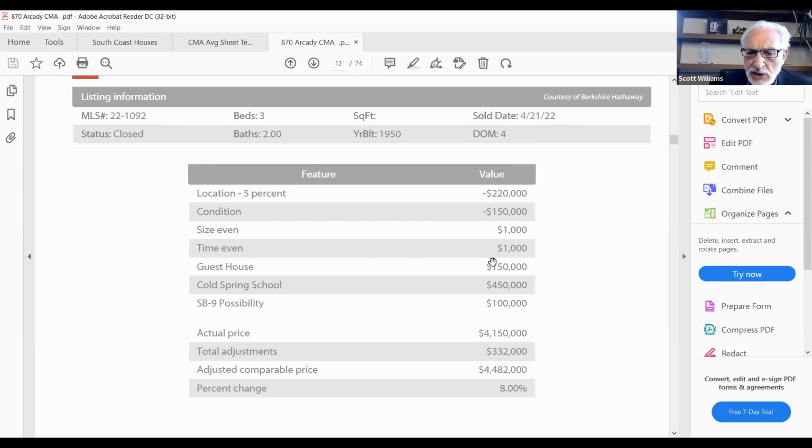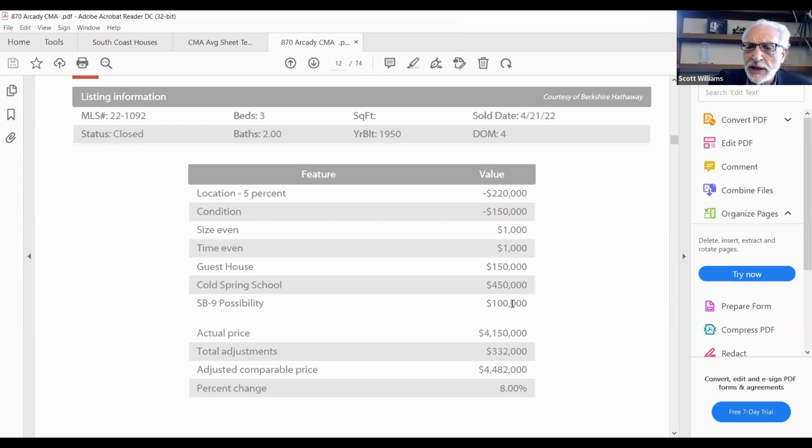Mine has a guest house. Mine is in Cold Spring School, and the other one's in Cleveland. And there's the SB9 possibility. Mine is a possibility of being split. It's 1 3/4 acres. It would come out very nicely as a 3/4 acre parcel and a 1 acre parcel. It'd come out beautifully that way. It has access off of 2 streets, and the other lot would have its own access. Very nice for splitting. I'm not adding very much here.